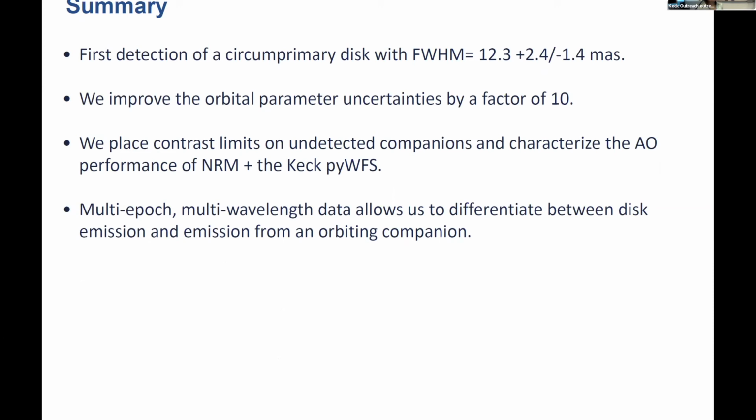So in summary, we have the first detection of a circumprimary disk, about 1.68 AU in diameter. We improved the orbital parameter uncertainties by a factor of 10, and we placed contrast limits on undetected companions and characterized the AO performance of the first NRM and Keck pyramid wavefront sensor data. We also want to stress the importance of multi-wavelength data, which allows us to differentiate the disk emission from stellar emission. And with that, we'll take questions.